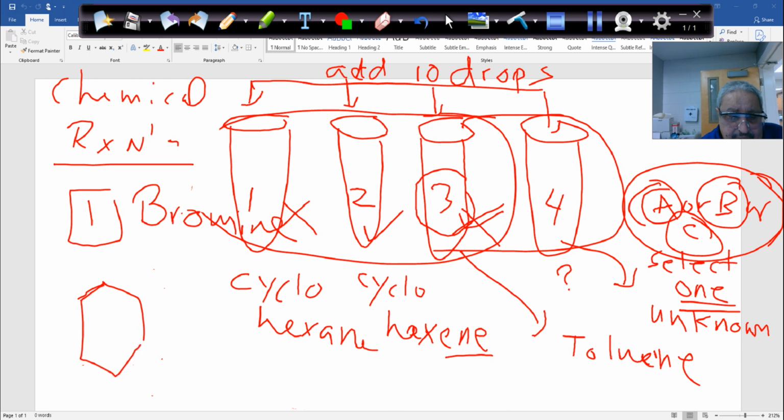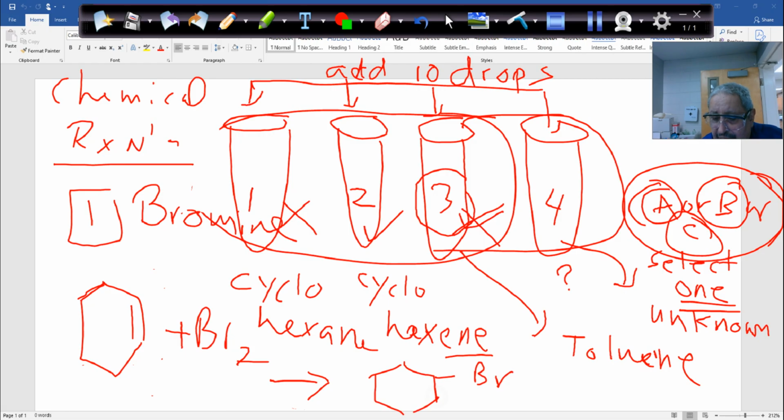This is cyclohexene with a double bond. If you add bromine to it, there will be an addition reaction. The bromine will add itself here, guys. So the only one that will react with bromine liquid is cyclohexene with the double bond. The rest, toluene and cyclohexane, no reaction. That's the only one that reacts. Okay, guys? Everybody agrees?